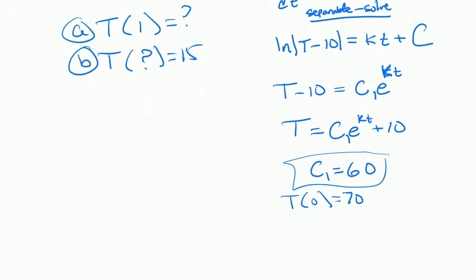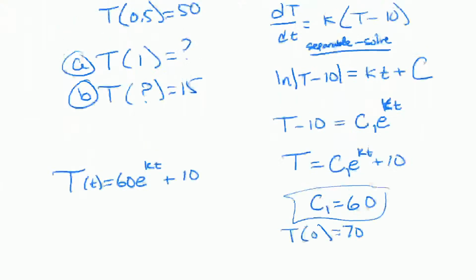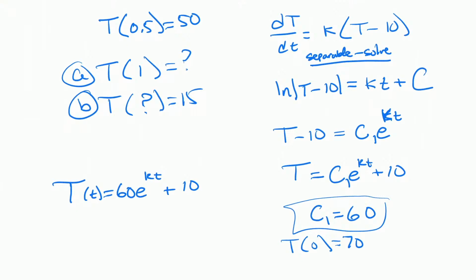I've done all the easy stuff. Hopefully it isn't too much of a stretch to do all that in my head. You can see here that if this is 60, then when you plug 0 in here, you get 70. That's what we want. So where we are is T of t is 60 e to the kt plus 10. Let me pause there, because I just went through a bunch of stuff super quickly and maybe that was too quick. So is there anything there where you're like, what? Where'd that come from?